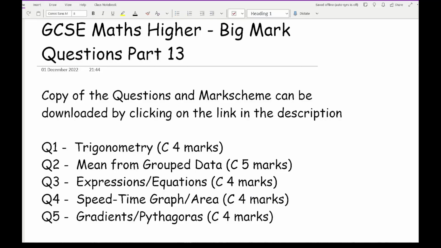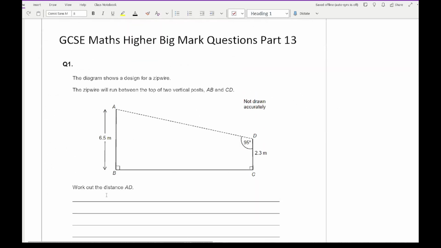Now before we get started working through these questions, let's have a look at what topics the questions refer to. With these questions, you can see that there isn't much amalgamation of different maths topics being joined together. So question 1 is exclusive to trigonometry, question 2 is just the mean from grouped data, question 3 is expressions and equations, which go really hand in hand, time, distance graph with regards to area is question 4, and question 5 relates to gradients and Pythagoras. So let's get started on question 1.